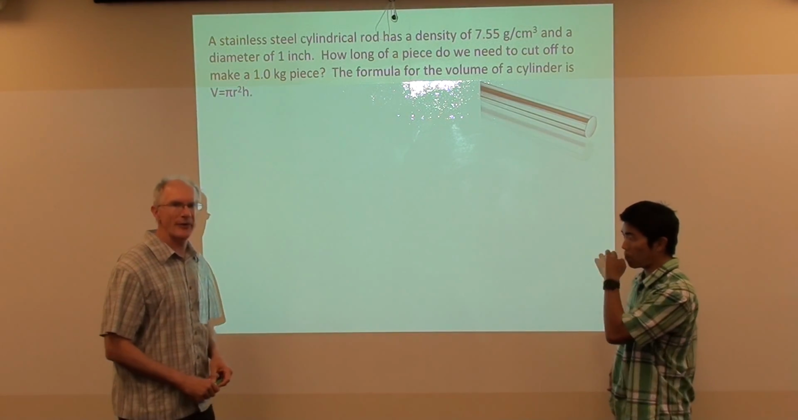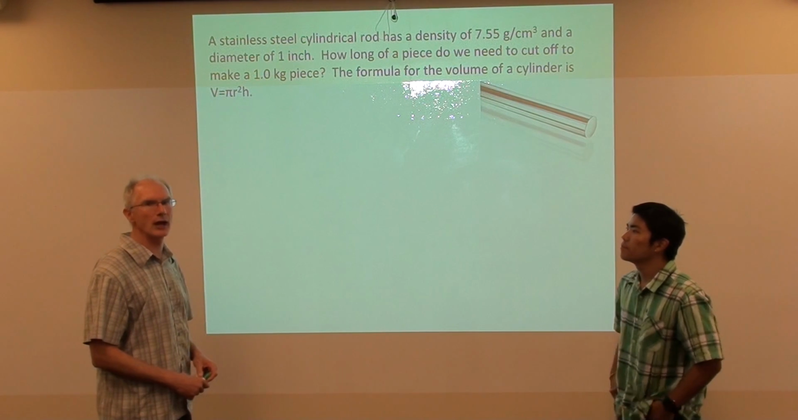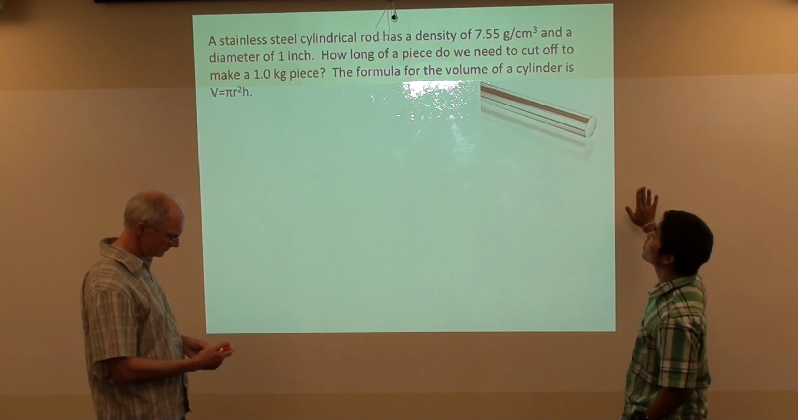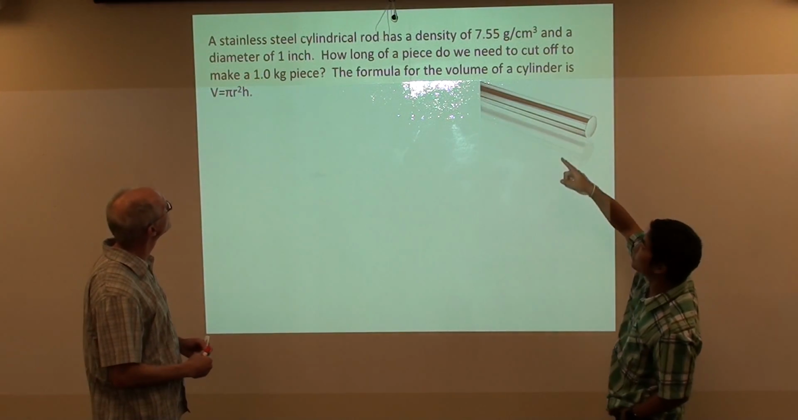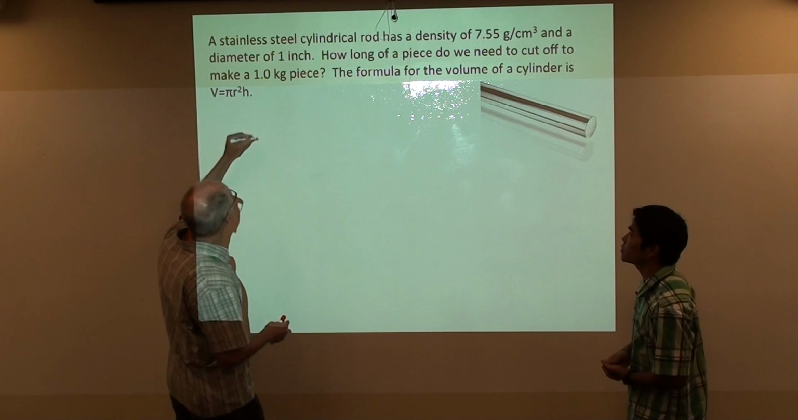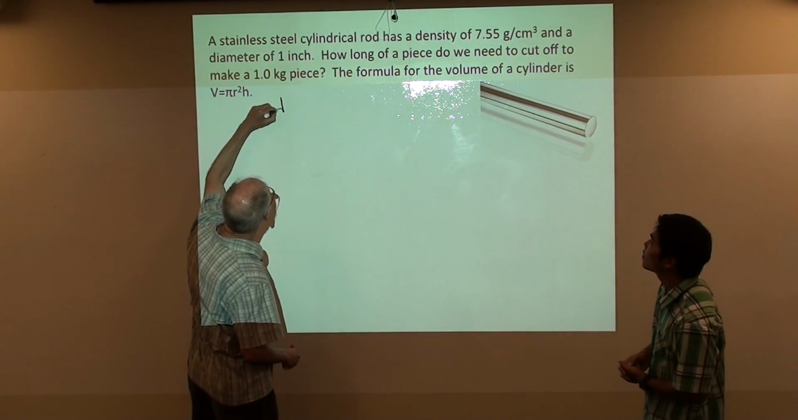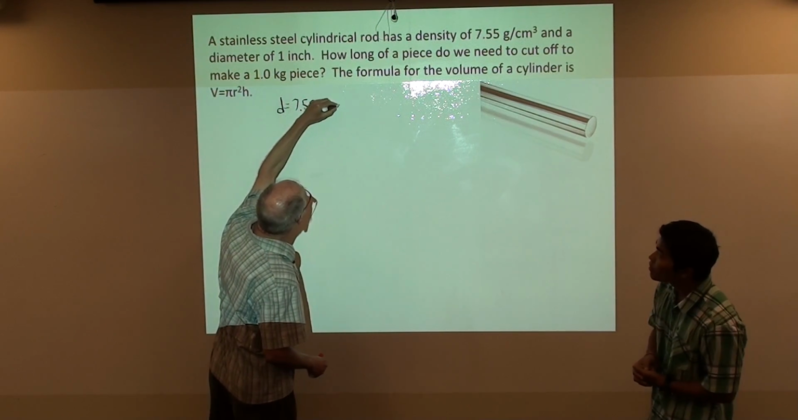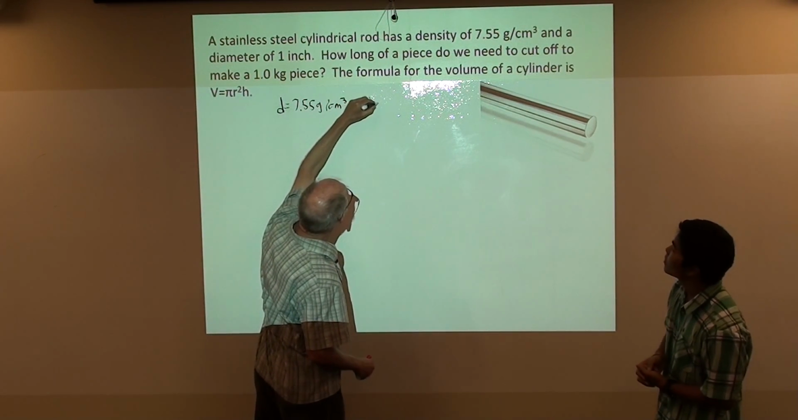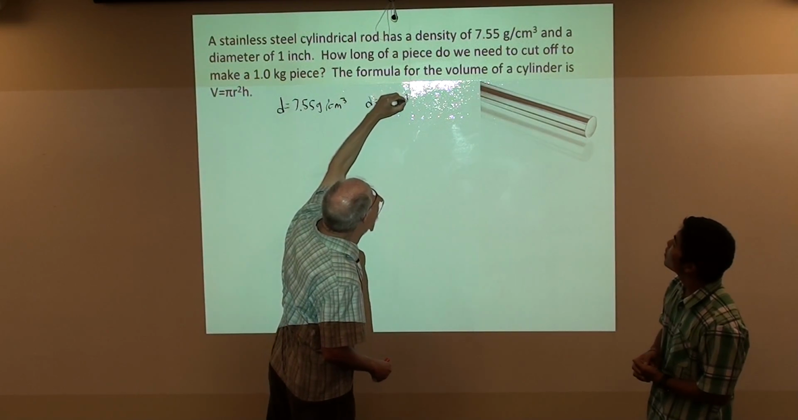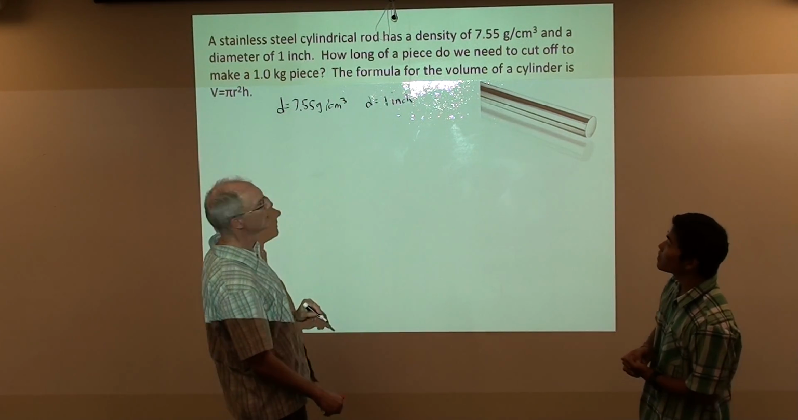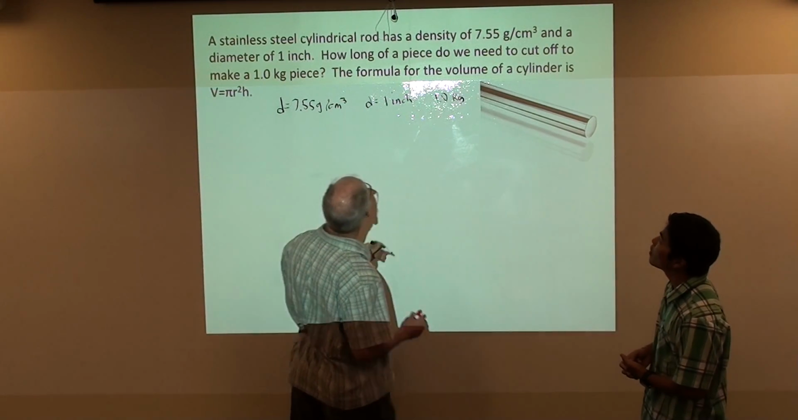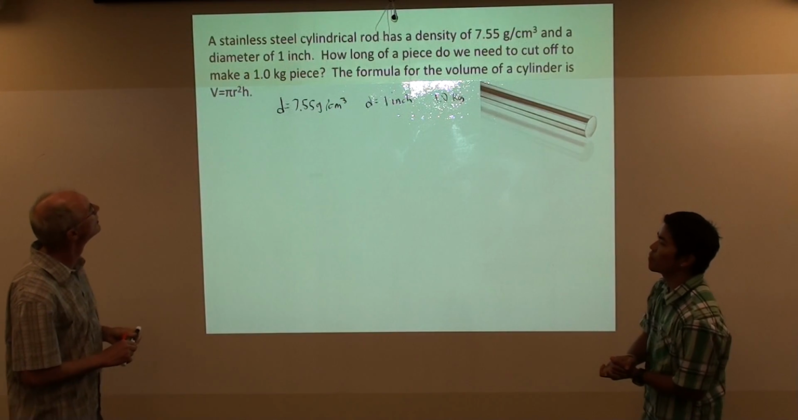Right, so we're going to use the COAST method, and the C stands for collect. What kind of information do we need to collect for this problem? Well, let's start by collecting the numbers. We know that the density is 7.55 grams per centimeter cubed. We also know that the diameter is 1 inch. We know that we want a mass of 1 kilogram. And the formula over there.